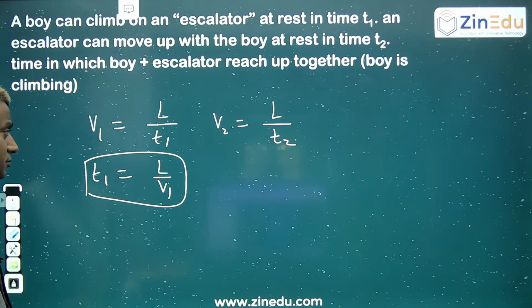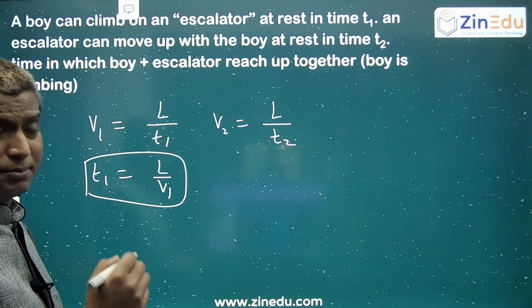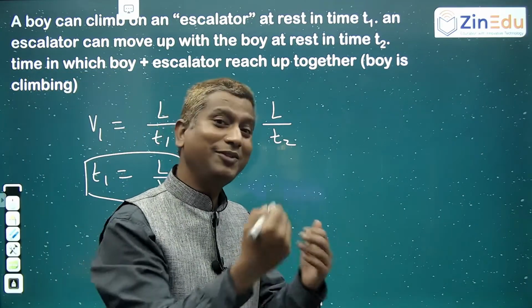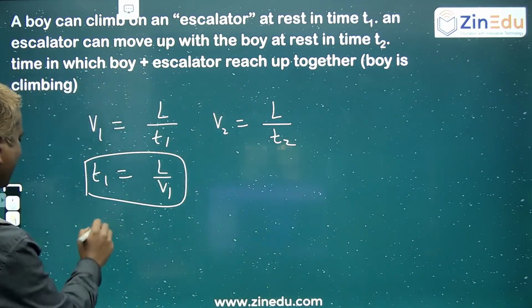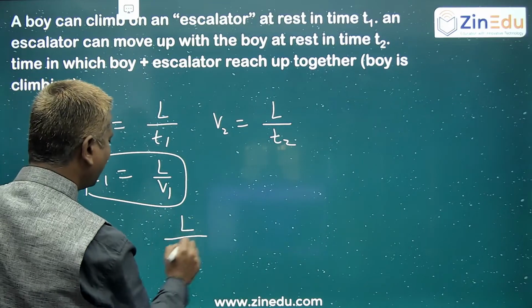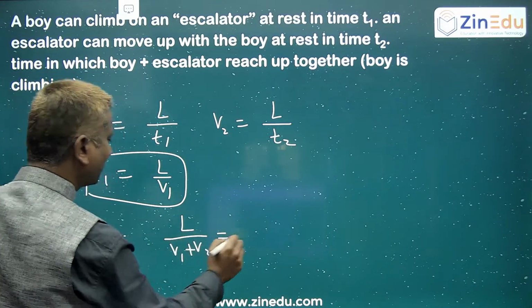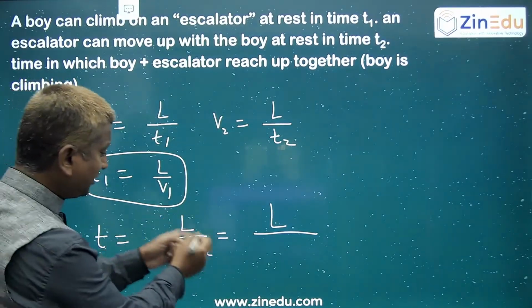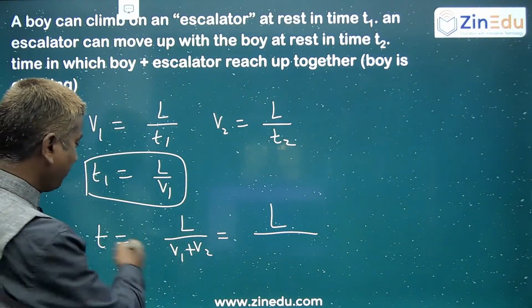Now, when both of them are moving, the boy is also moving, the escalator is also moving, then his velocity will become v1 plus v2. That time your time will become L by (v1 plus v2). That's all. Because the boy's speed with respect to the escalator and the escalator's speed, both you have to add, because he will go in a quick time.